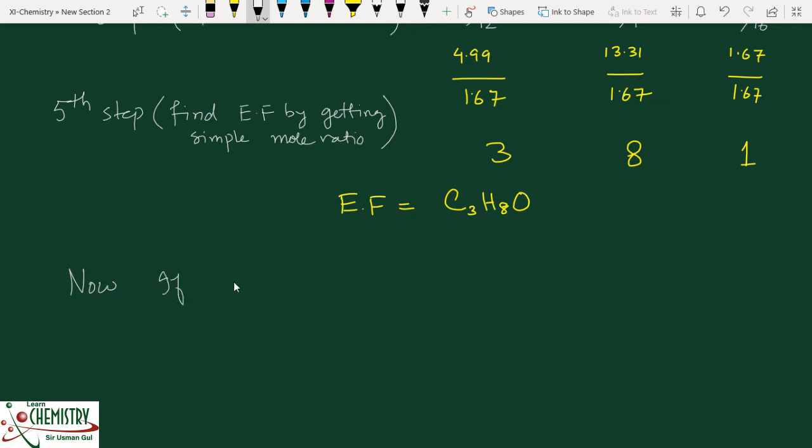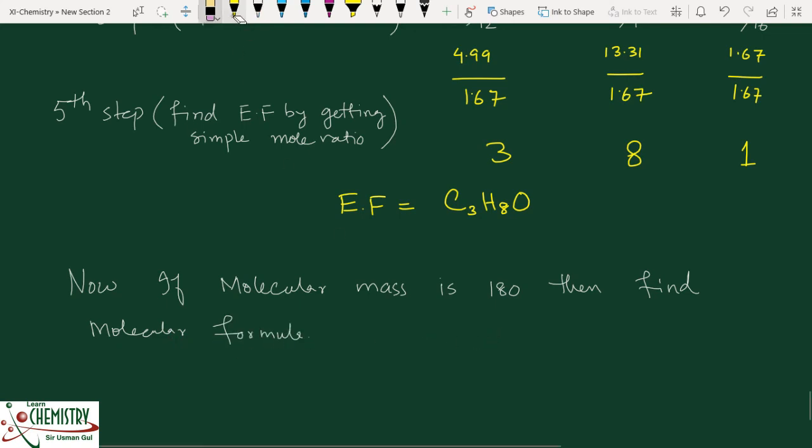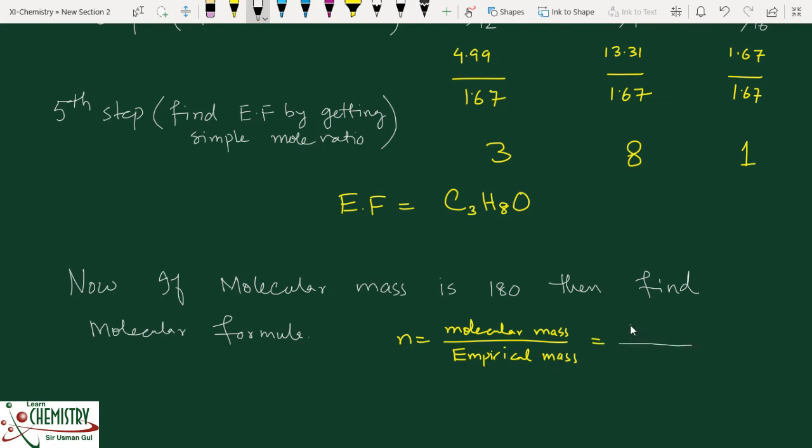Now this is the empirical formula. Now let's suppose if molecular mass of the same substance basically is 180 gram, then find the molecular formula. Now I just added another part of the question. So first what we are going to do, we will calculate the n, that is the ratio between the molecular mass to the empirical formula mass. Okay, we have already molecular mass, that is 180.